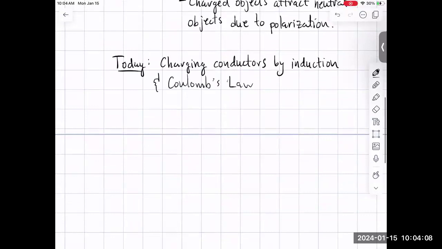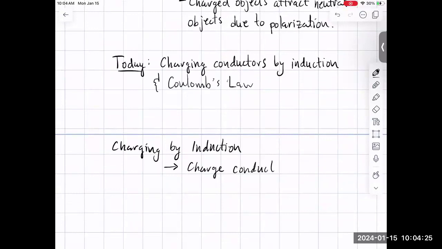Okay, so let's start with charging by induction. What we're going to be able to do is charge conductors without touching them.